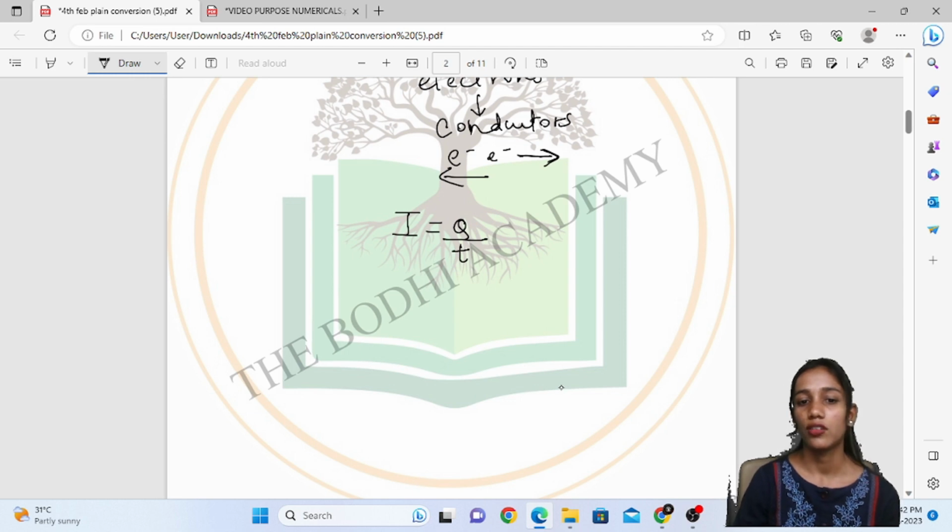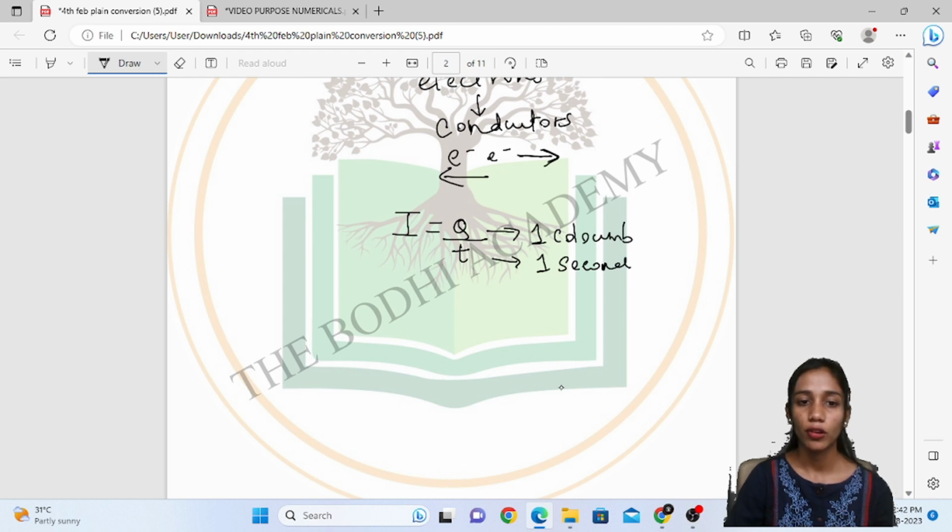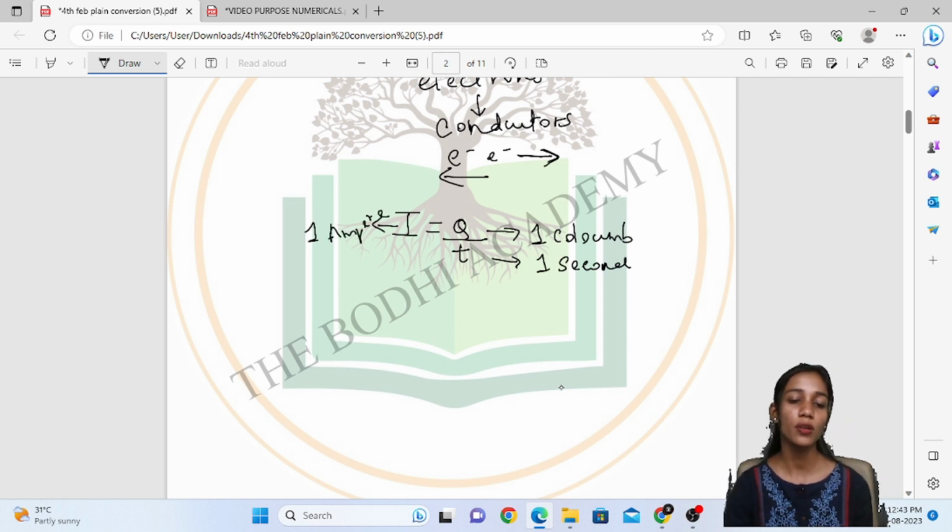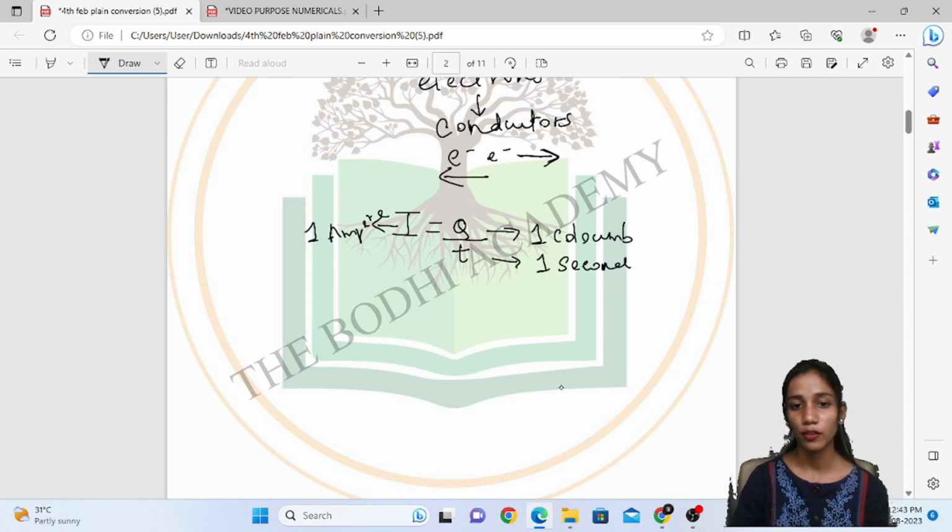Now we need to pay attention to the SI units of all these quantities. We have electric current, we have electric charge and we have time. So what is the SI unit of electric charge? It is given by 1 coulomb. And time is given by 1 second. And the most important, the current is given by 1 ampere. The very important thing over here is the definition of 1 ampere. 1 ampere is defined as the flow of 1 coulomb of charge in 1 second through a conductor.